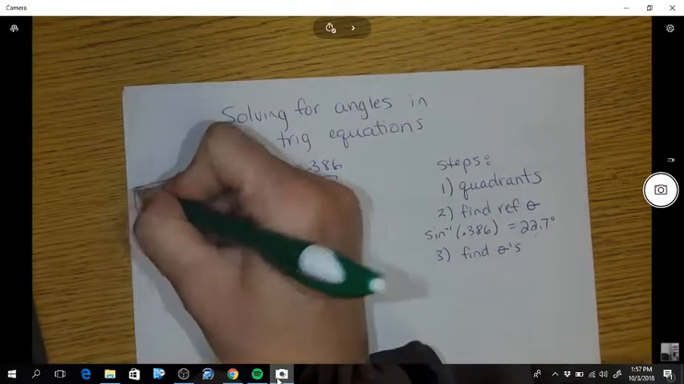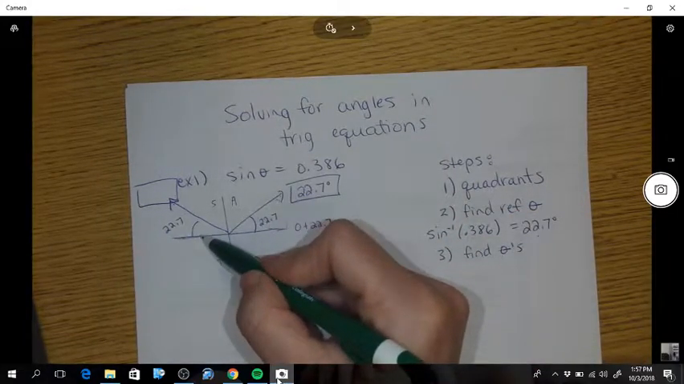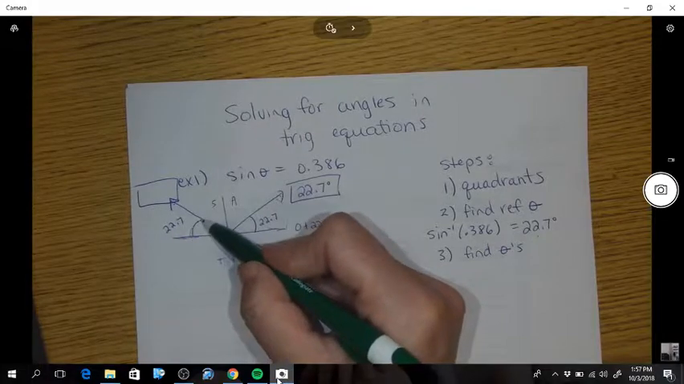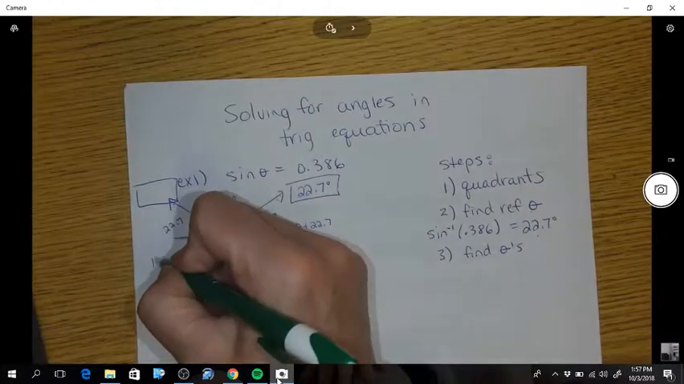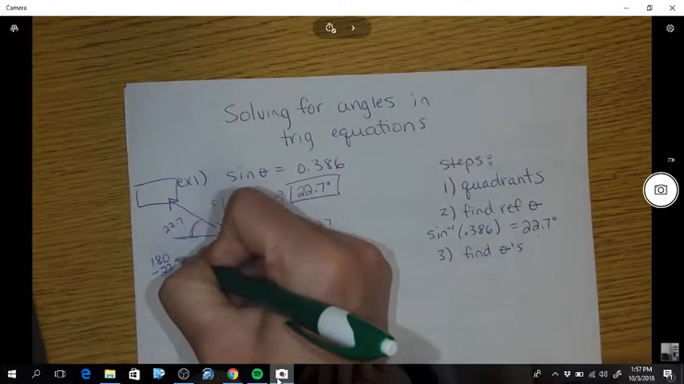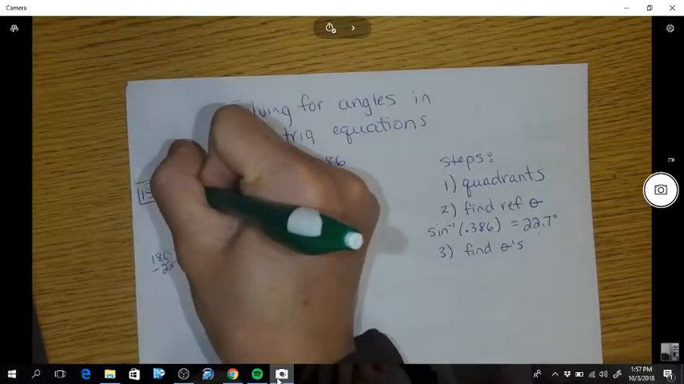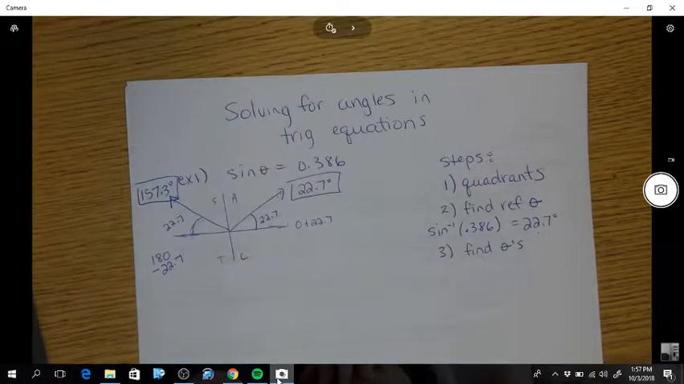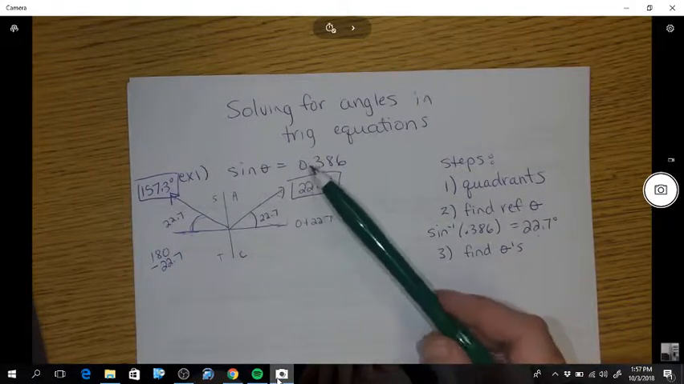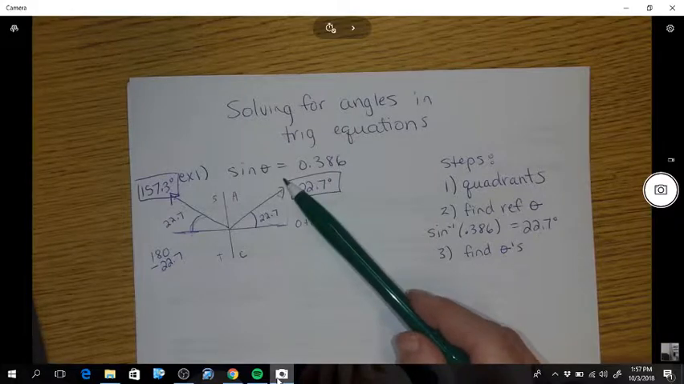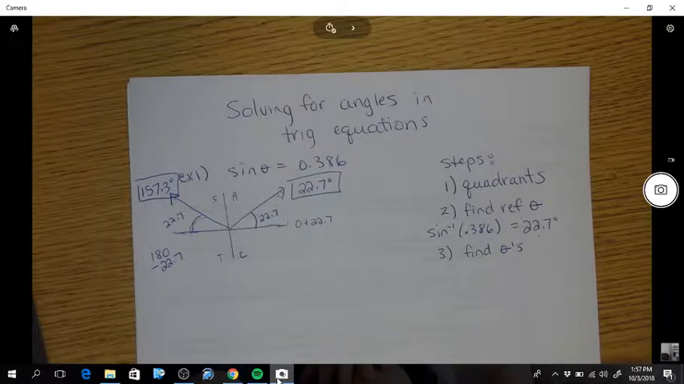Where does the other angle end up being positioned? Well, this line that it's connected to is 180, and we're 22.7 smaller than 180. So I would be going 180 take away 22.7, and that ends up being 157.3 degrees. We talked a little bit about this in the ambiguous triangle, because remember, solving for sine, you could have two angles, and these are the supplementaries of each other.